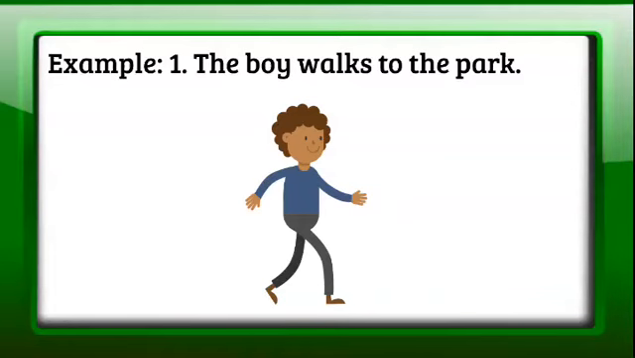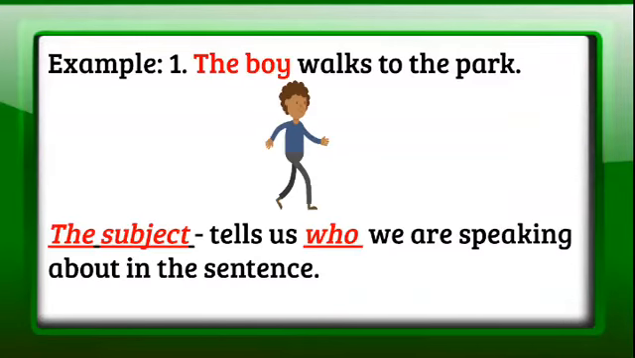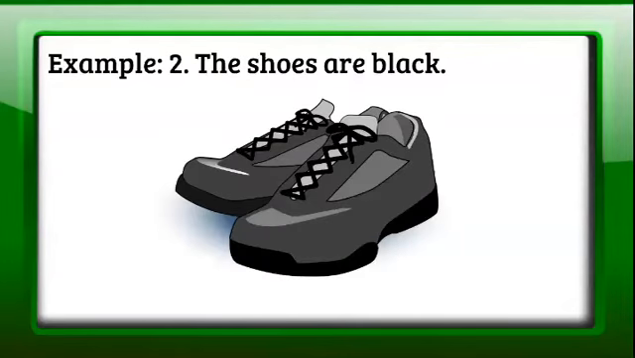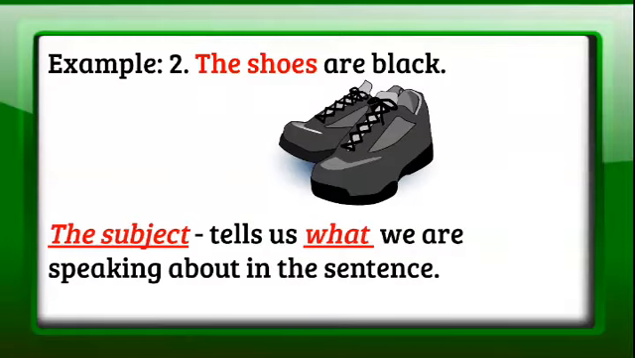Let's look at an example. So first example, sentence number 1. The boy walks to the park. So the subject that tells us who we are speaking about in the sentence is the boy. Example, sentence number 2. These shoes are black. The subject that tells us what we are speaking about in the sentence, subject here, shoes.